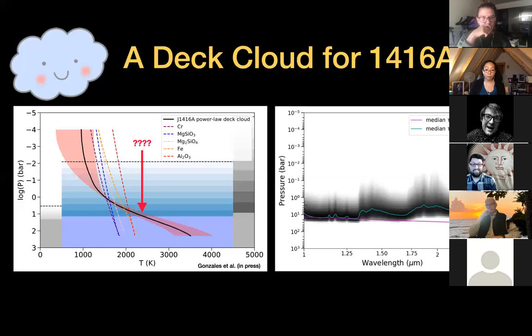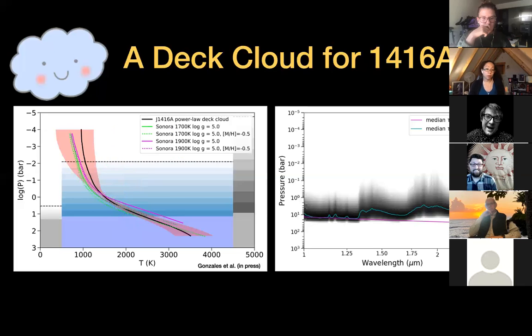Next, if we compare our pressure temperature profile to self-consistent grid models, here we have solar metallicity Sonora models as solid lines and low metallicity as dotted. In our region where it's most tightly constrained, we see that there is overlap between our models and the self-consistent grid models, showing them in good agreement.